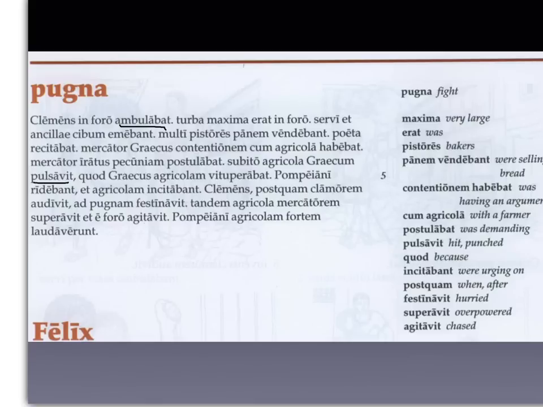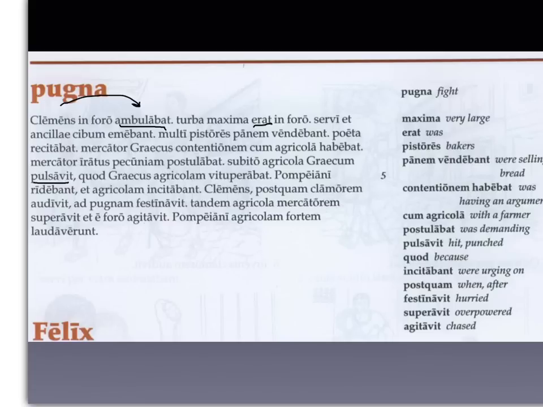Clemens in foro ambilabat. So our subject is Clemens, and then I jump over to the verb, and that's ambilabat. So Clemens was walking in the forum. All right, second sentence. Turba maxima erat in foro. I start with my subject, turba maxima, and that's a large crowd. Here I don't have an action verb, I have a to be verb, and that to be verb is erat. So it was. A large crowd was in foro. You probably guessed it, in the forum.